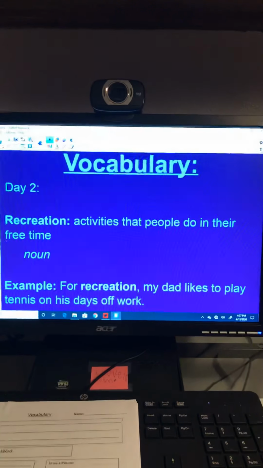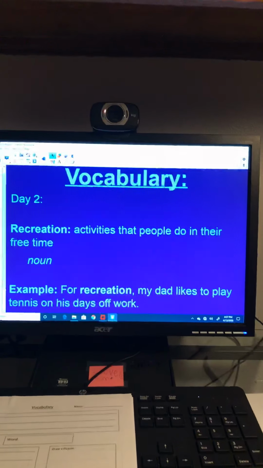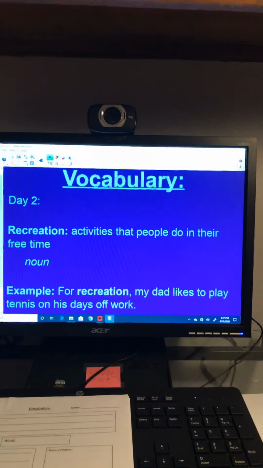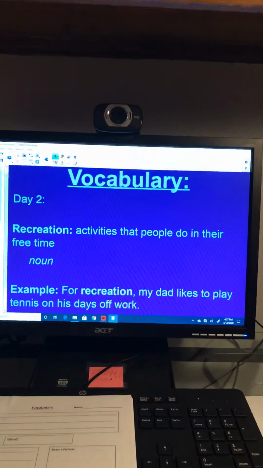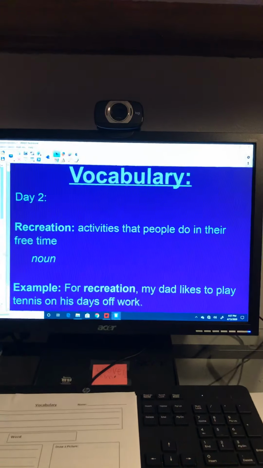That would be recreation. So you can pause the video to write your word, definition, part of speech, use it in a sentence, and draw us a picture. So you may pause the video now.